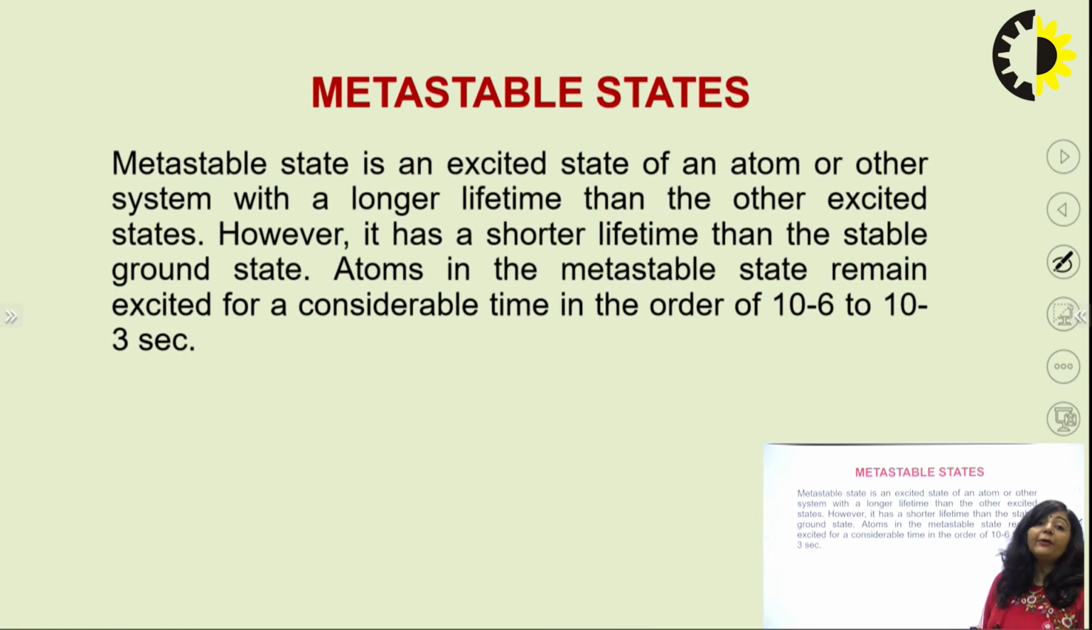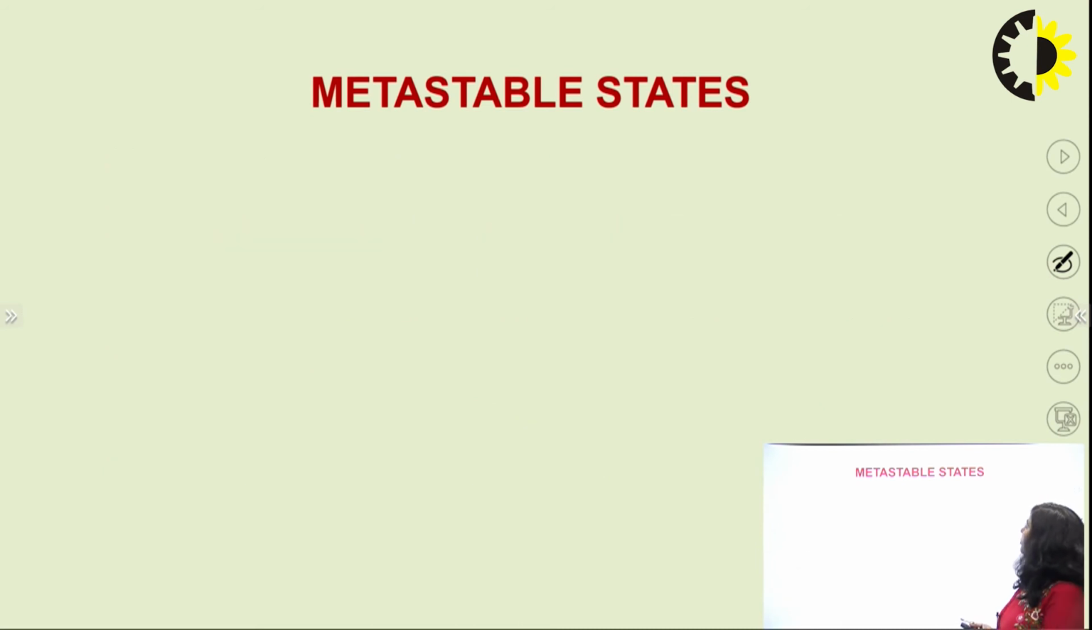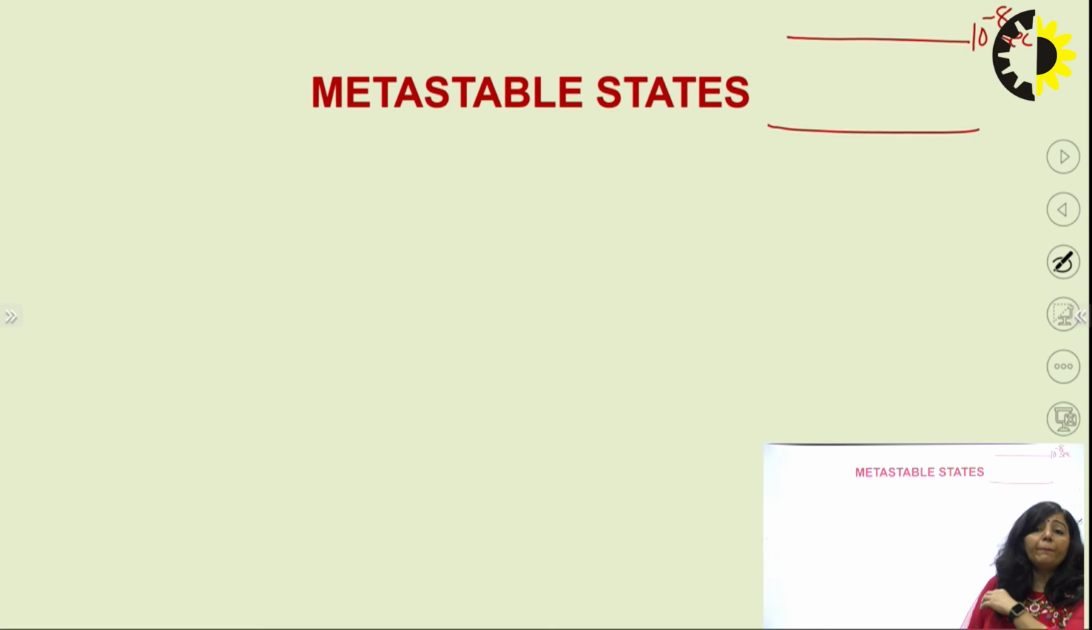Now, what is the meaning of metastable states in a laser system? Suppose you have only 2 states, 1 and 2. 1 is the ground state with maximum population and most stable. 2 is the excited state, which has a very small lifetime of 10 raised to power minus 8 seconds. Suppose you have a pumping source, and through it you are increasing the population of the high energy level.